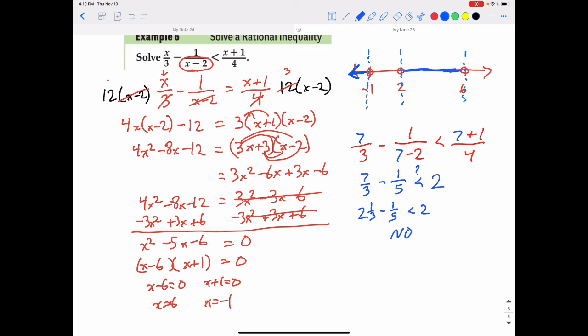So we'll use the number line as a guide. It is not going to be your final answer. Your final answer is going to be that x is less than -1, or x is between 2 and 6, and we can write that as 2 is less than x is less than 6. That's how you write x is between 2 and 6.